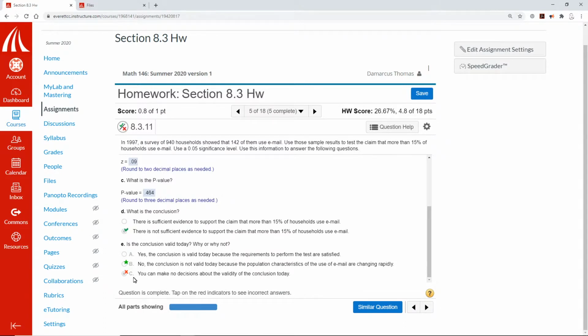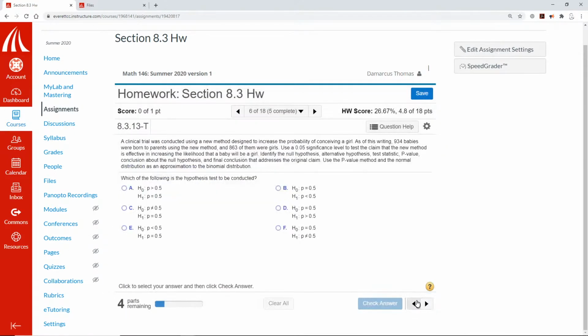But the truth is, because the test fell apart, we can't infer anything from our results. So that was a tough one. Okay, that was a tough one. That one got me. But I think there's a lesson to be learned in that one.